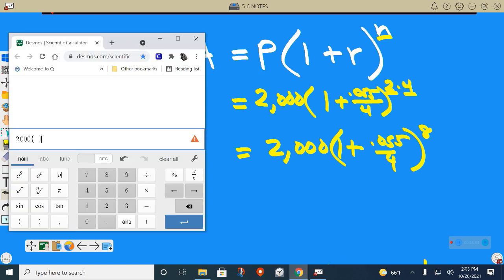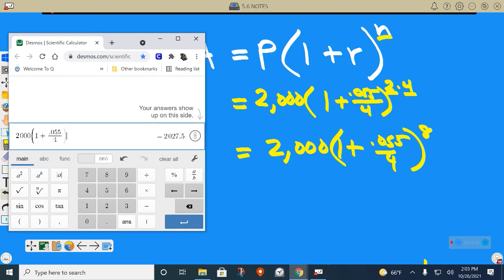So 1 plus, let me backspace here, 1 plus 0.055, look at that, divided by, look at there's a fraction there. It allows me to do it. So easy. Right, Jimenez? Divide by 4. I'm going to close the parenthesis. I'm just doing exactly what I wrote. It's a beautiful calculator. It does all the work.